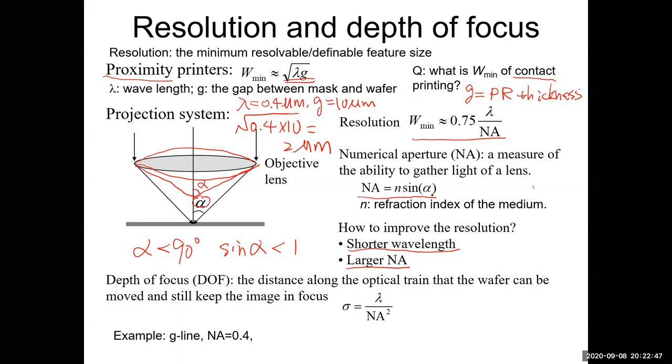Based on this simple formula, is there any other way to increase the NA? If we increase the refractive index. Yes, very good. Excellent. The refractive index of the media, right? And in air, we know N is equal to one. So how can we increase N?